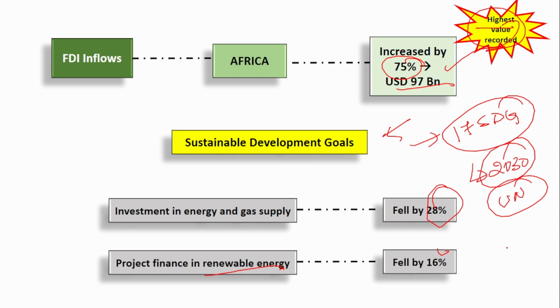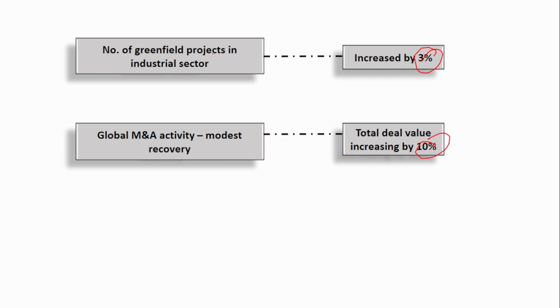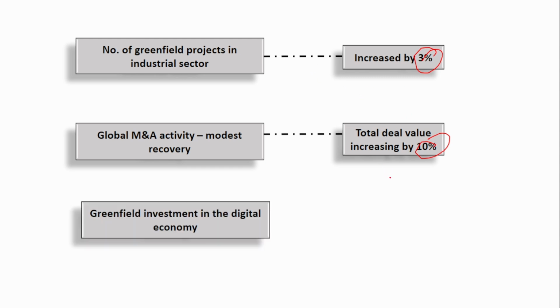So this is very difficult because only when the investment increases, you will be able to accomplish the SDG goals, right? But they are going to decrease. Means this is a question mark, how we will be able to accomplish this SDG. Next, the number of greenfield projects in the industrial sector, if you see, has increased by 3%, and the global merger and acquisition activity has increased by 10%. Okay, remember, greenfield projects increased by 3%, and merger and acquisition also increased by 10%.